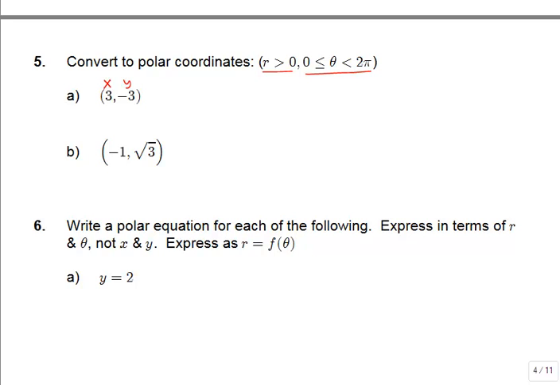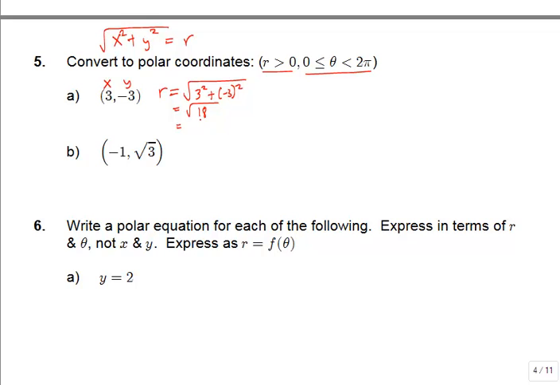Now to figure out your polar coordinates, instead of using x equals r cosine theta and y equals r sine theta, this time we're going to use the formula that x squared plus y squared is equal to r squared, or in other words, r itself would be the square root of x squared plus y squared. So let's find our r first. R is going to be that hypotenuse of that triangle. So we square the x and we square the y. That's going to give me 9 plus 9, or 18.